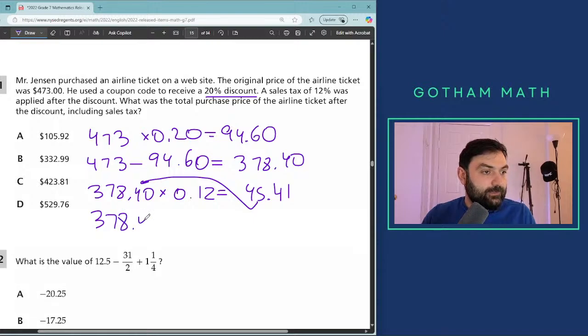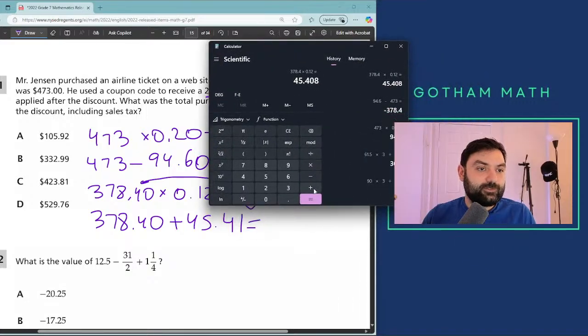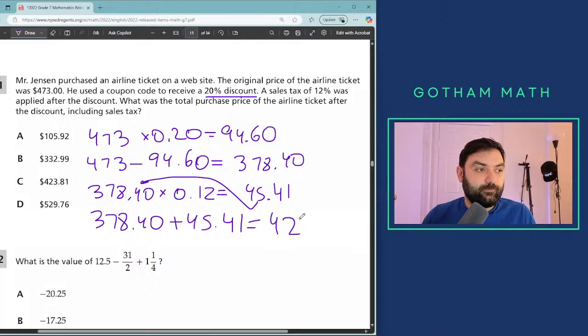So it's going to be, like on the real test, you don't really have to write it down like I do. You can, but we can just do it on the calculator, right? Just press plus and just add it. And that will be the answer, $423.81, rounded to the nearest cent. And the answer is C. And that's how we find the final price after the tax.